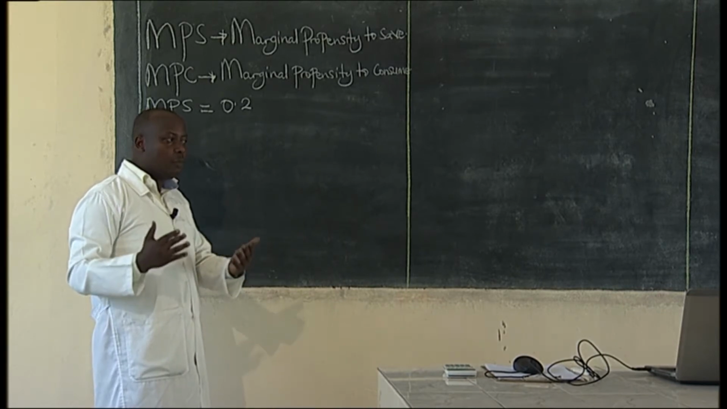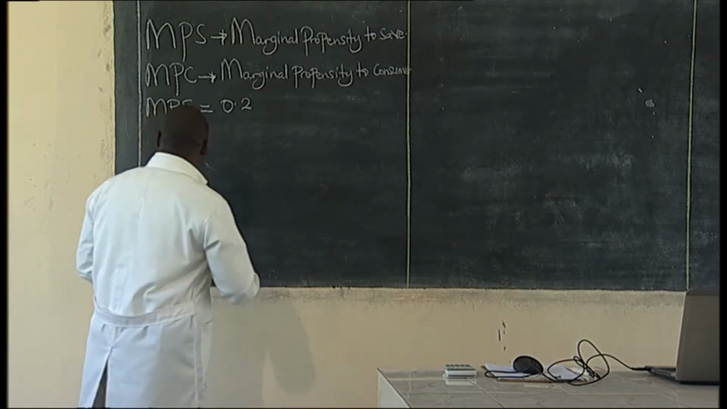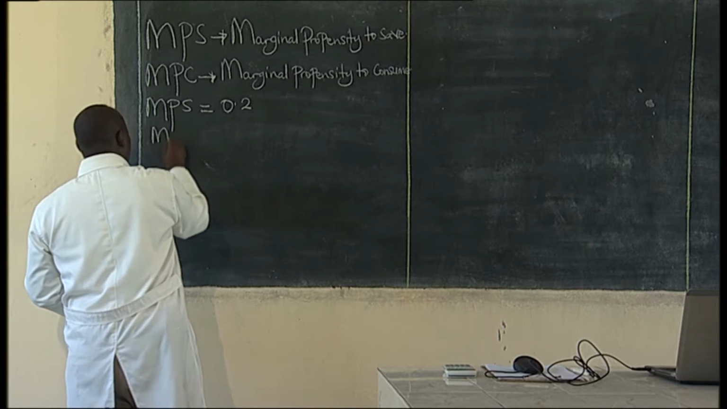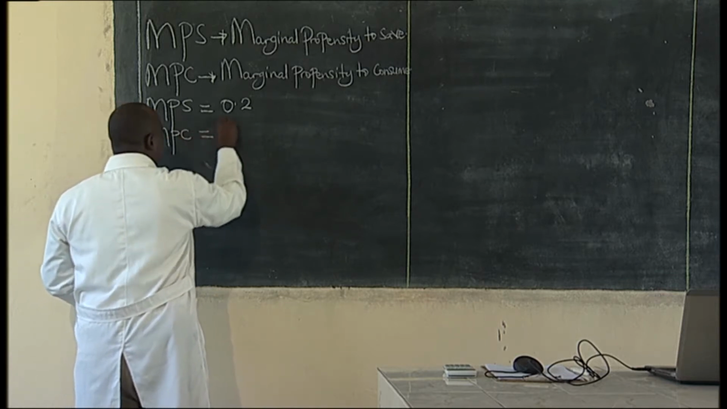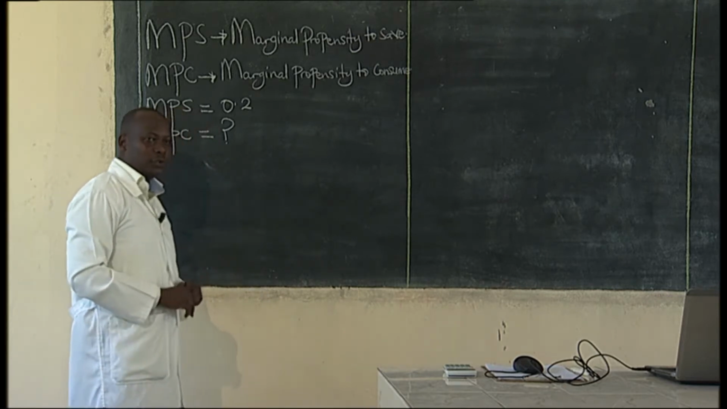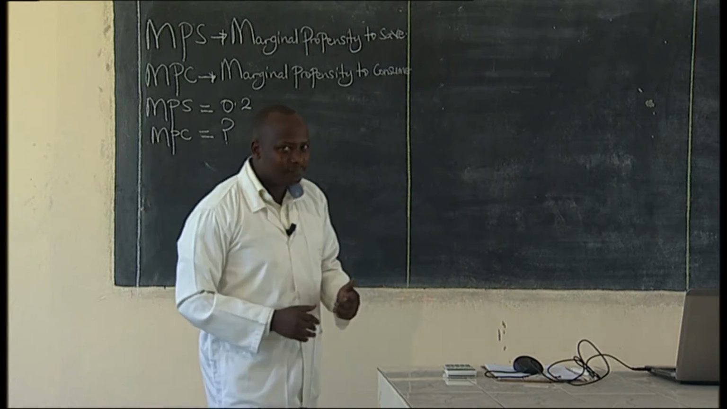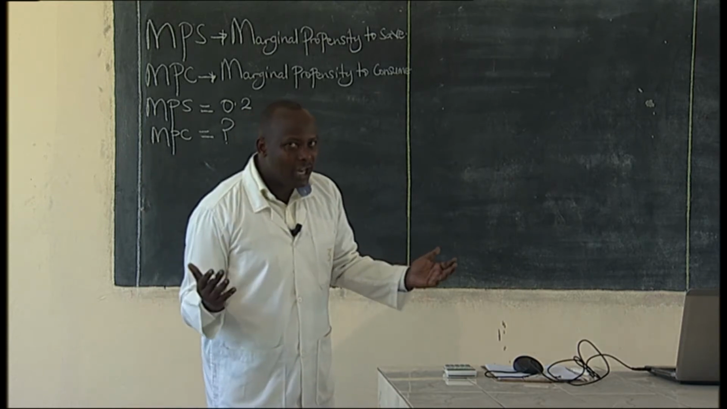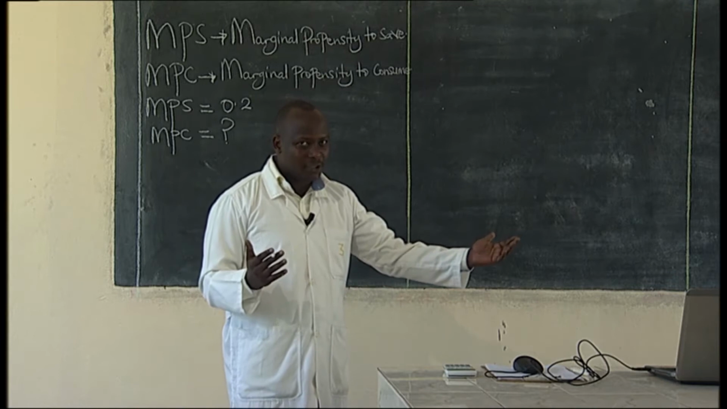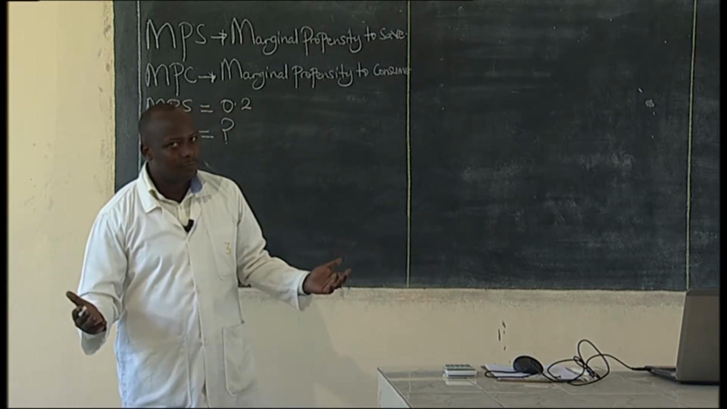After looking for the marginal propensity to consume, we shall calculate the multiplier. The marginal propensity to consume is not given. It is what we are looking for, a question mark. Remember, learners, what we learned in the previous lesson about the relationship between marginal propensity to save and marginal propensity to consume. And what is that relationship?